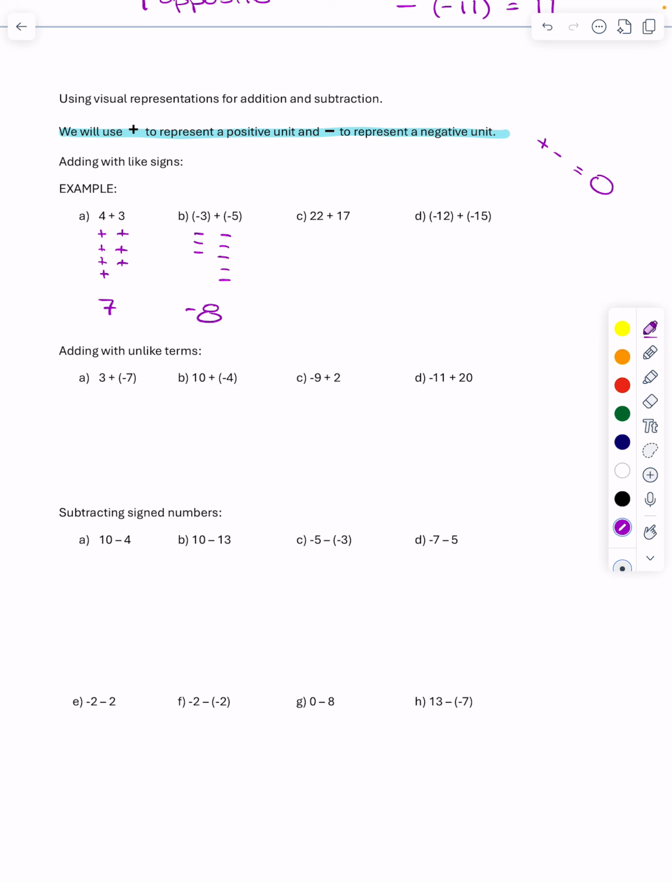So 22 plus 17, I'm going to add them this way. I get positive 39. If I have negative 12, so I've got 12 negatives, and 15 more negatives, that gives me 27 negatives. Again, you can also use a calculator for this. Make sure that you've got the negatives or the minus in the right place.